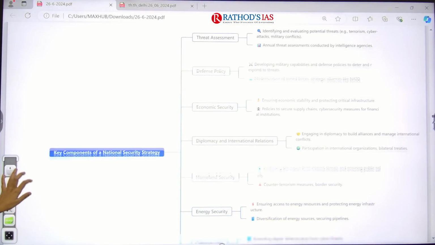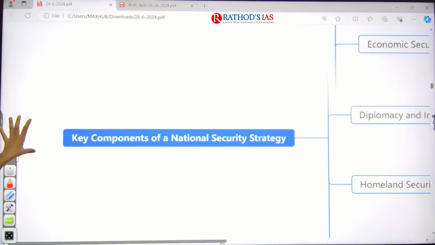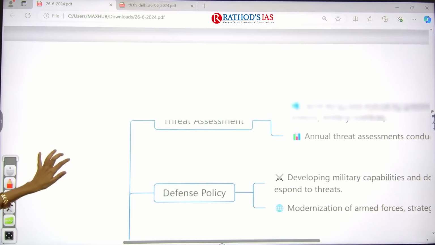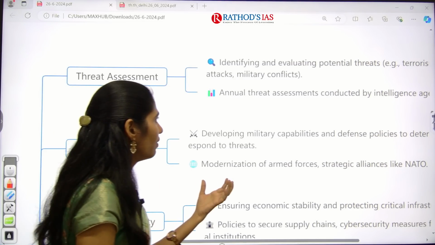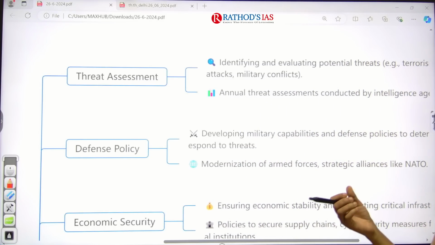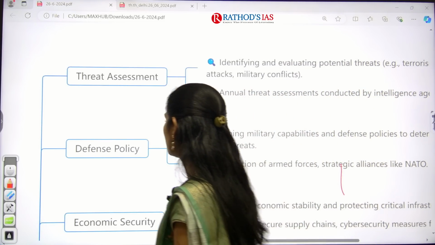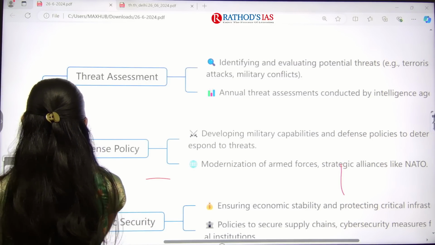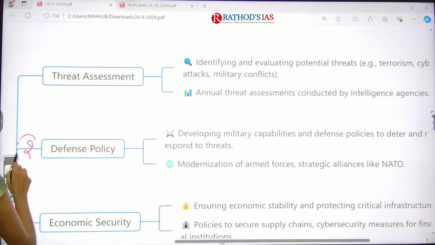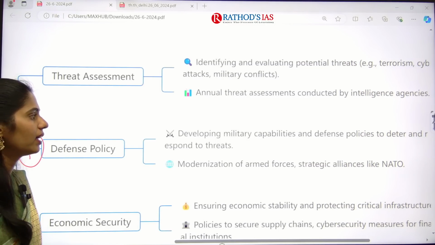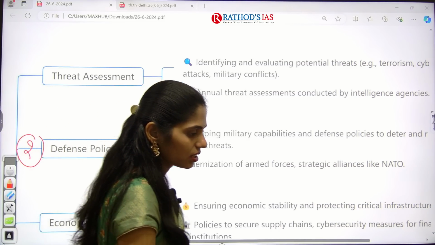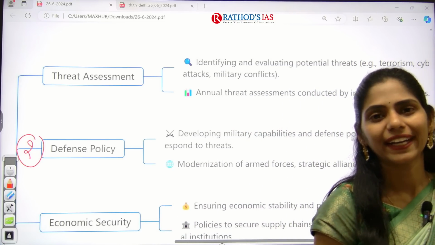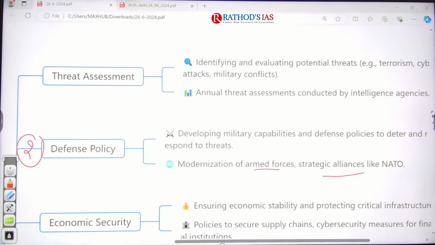Clear? Yes, now let us see what are the key components in this national security strategy. It is very important. Please students, try to make a note. Okay. So the first component is, we have to assess the threats. We have to identify the potential threats like terror attacks or military conflicts, or if terrorists are going to attack, which area; everything we should assess beforehand. And next one is, we have to focus on threat assessment conducted by intelligence. So intelligence agencies need to conduct these assessments. And this one is, we need to have a proper defense policy. That means we need to develop military capabilities and defense policies to deter and to respond to threats. And in this context, yes, we cannot fight against these threats by using old technology. We need to modernize our armed forces, and strategic alliances like NATO.